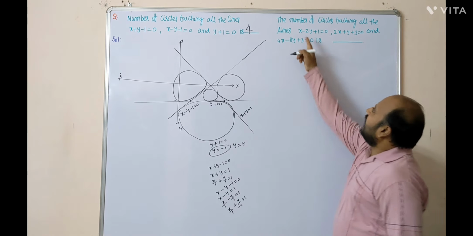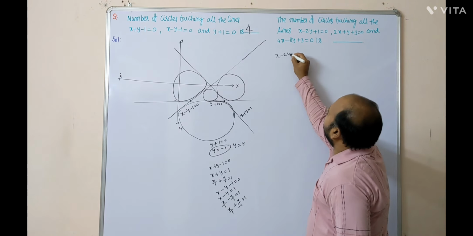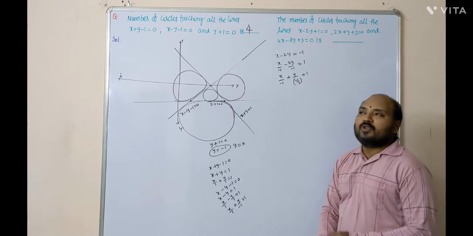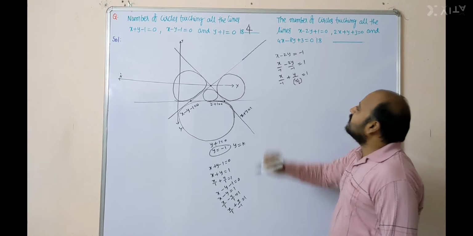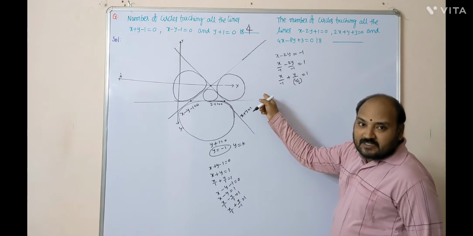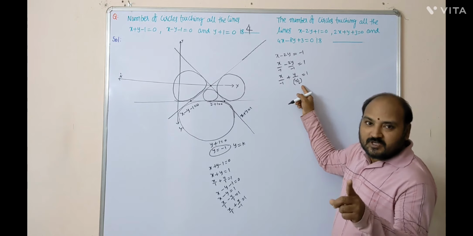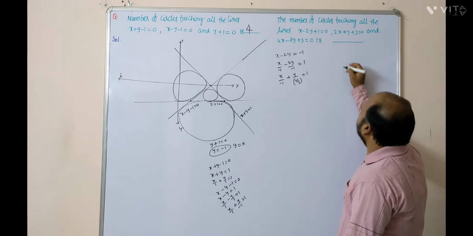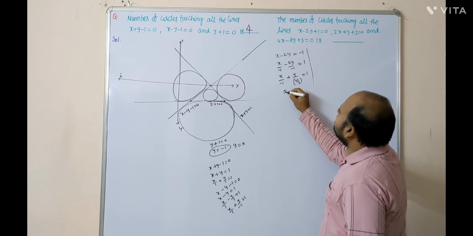Here x minus 2y equal to minus 1. Dividing by minus 1, x by minus 1 plus y by minus 1 by 2 equal to 1, since minus 1 by minus 1 gives plus. The x intercept is negative and the y intercept is positive, so it should be in the second quadrant.